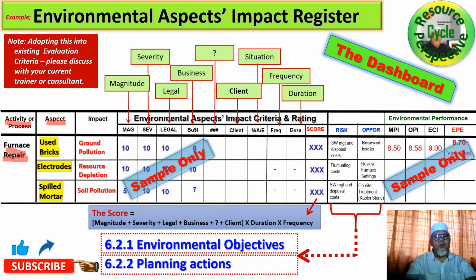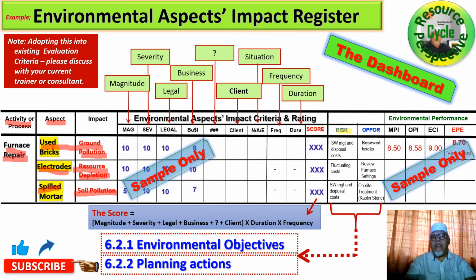What are they? Used bricks, electrodes. These are inputs. Spilled motor. These are outputs. There you are. The impact should be relevant with the aspect. When the aspect is output, the impact must be showing downstream pollution. When the electrode is an input, it should show upstream environmental impact. And the spill motor is an output, it should show downstream environmental impact. Simple as that. And this is important for me.